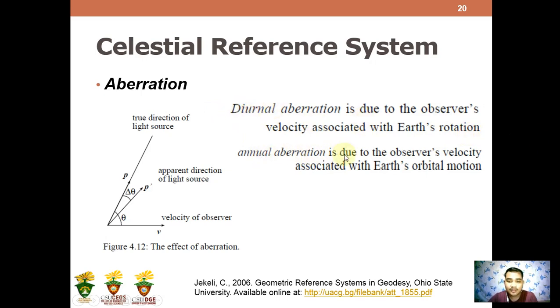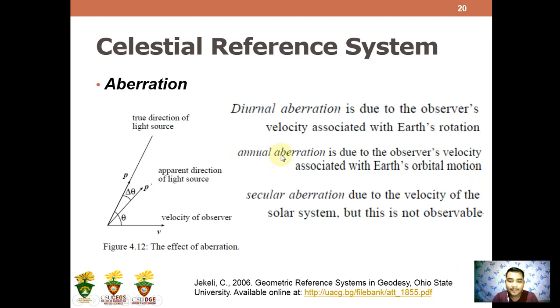Next is annual, due to the observer's velocity associated with the Earth's orbital motion. Again, the observer's velocity associated with the Earth's orbital motion. So one revolution in the orbit is annual. It is one year, that is why it is called annual aberration. We also have secular aberration. It is due to the velocity of the solar system, but this is not observable.